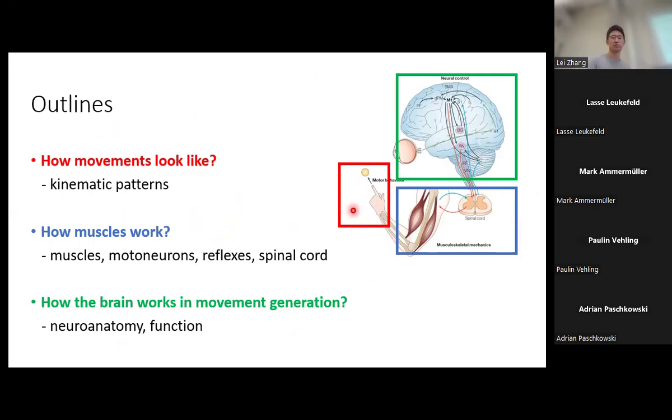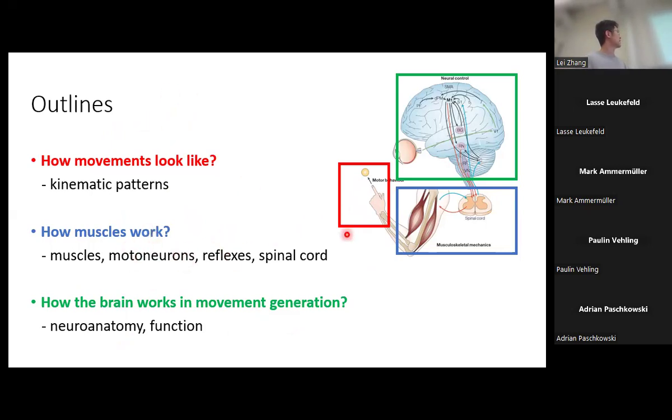So we look at the movement. So what is the kinematics? And I will show you that when we look at human movement, we see some regularities in movement patterns. So you cannot produce arbitrary random movement.